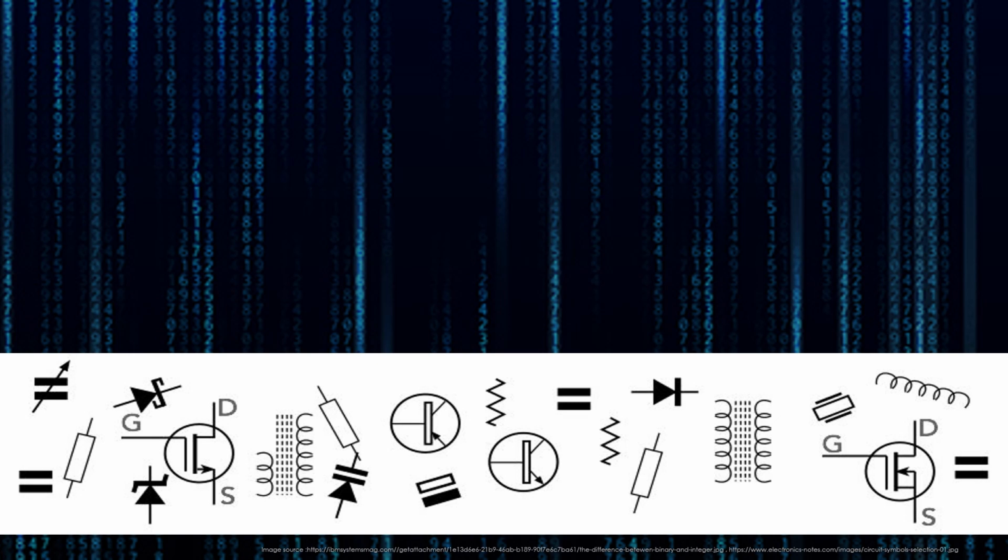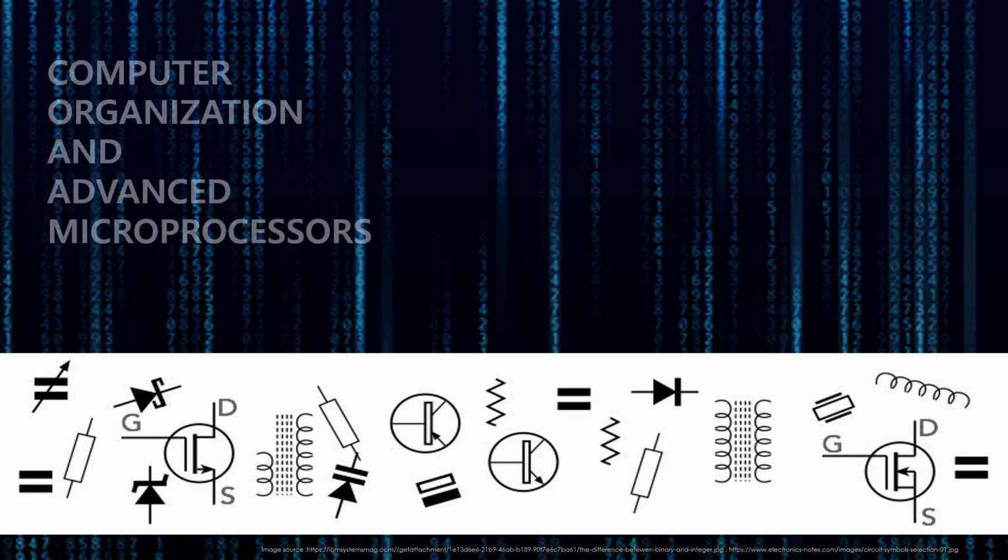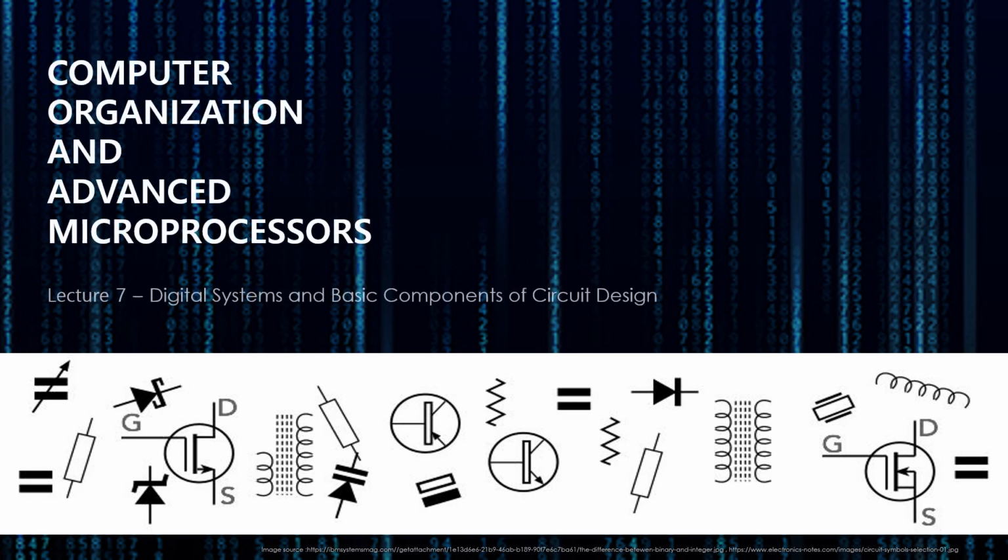Hello everyone. We are learning computer organization and advanced microprocessors, and this is our seventh lecture. In this lecture, we will learn about digital systems and the basic components of circuit designs, like the meaning of digital system and the different components that we can use to draw a circuit. So let's start.